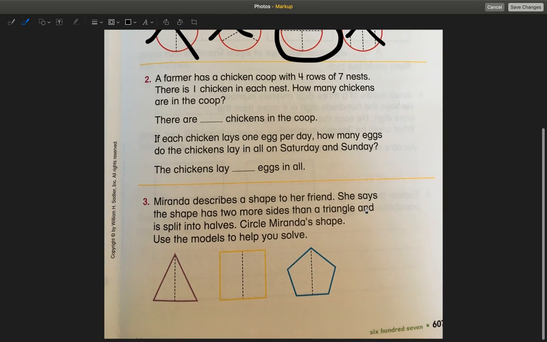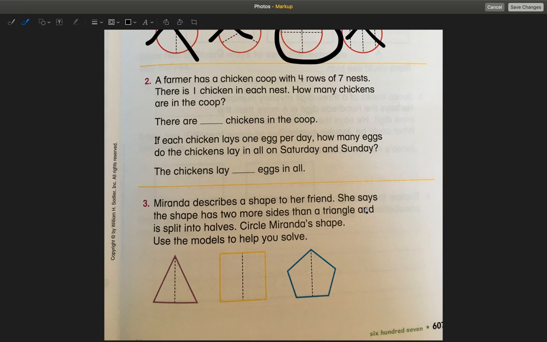Now let's go to question 2. A farmer has a chicken coop with 4 rows and 7 nests. Of 7 nests, there is 1 chicken in each nest. How many chickens are in the coop? So we're trying to figure out how many chickens are in the coop. Well, there's 4 rows, so I'm going to draw 4 rows. There's a row, there's a row, there's a row, there's a row. Now there's 7 nests in each row.